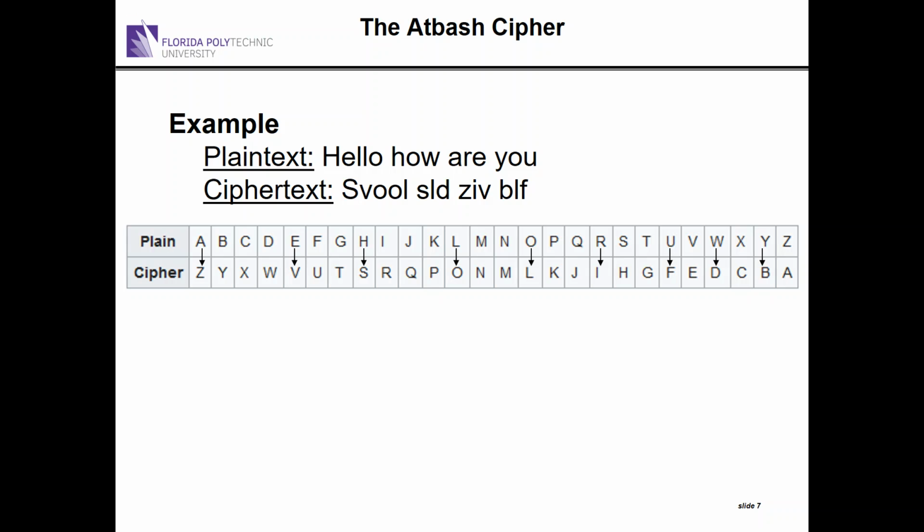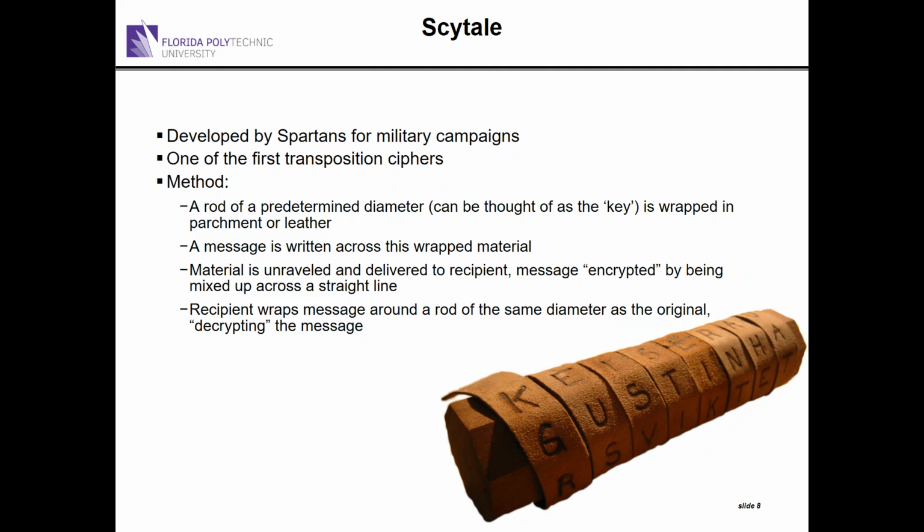Moving on, we have the Scytale. First developed by the Spartans to send messages between army encampments, it works by having both parties, the sender and the recipient, agree on the diameter of a cylinder, which is used to encrypt the message. This is known as one of the first transposition ciphers. The sender will wrap the material around his cylinder, write a message, and send his message to the recipient, who will then wrap the message around a similar rod to decrypt.